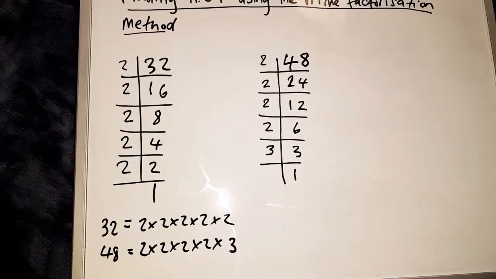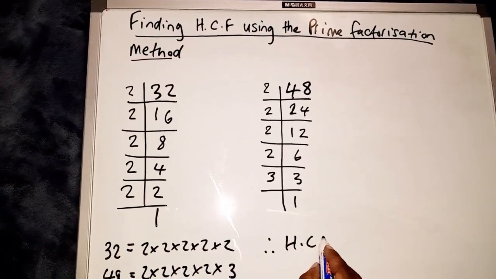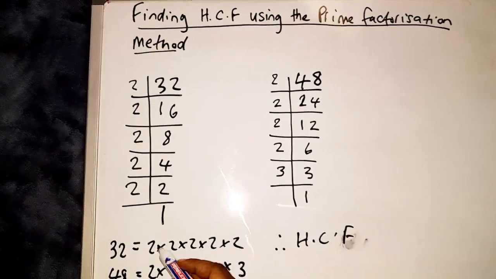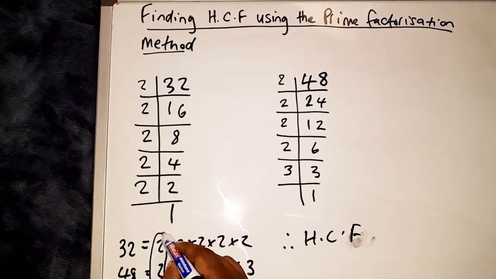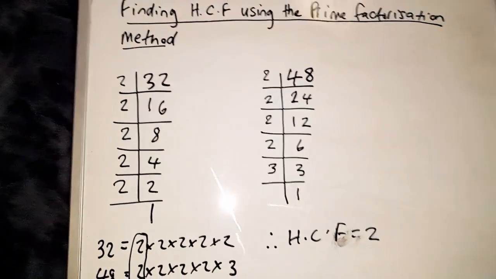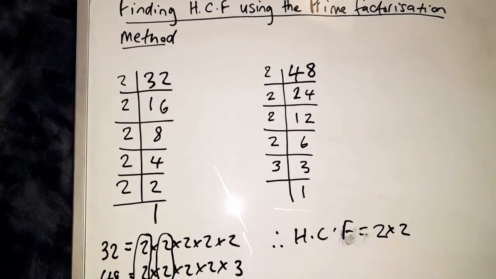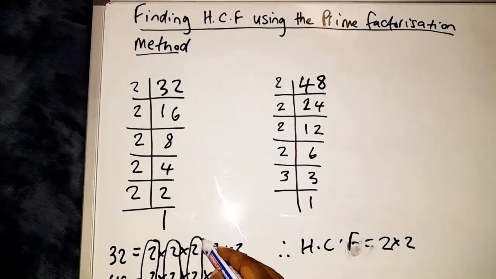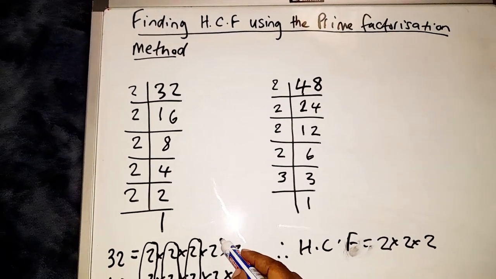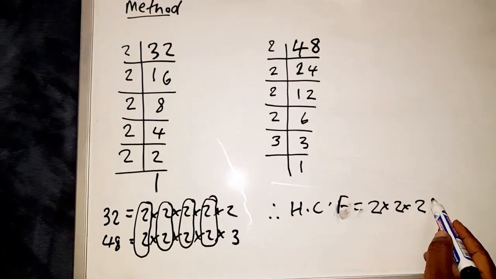Now when it comes to finding the HCF, therefore, you are going to look for pairs. In other words, this pair of 2 is going to be represented by 2. Then this other pair of 2 here is also going to be represented by another 2. Then this pair of 2 here is also going to be represented by that. And then finally, we also have this pair of 2, which is going to be represented by 2.